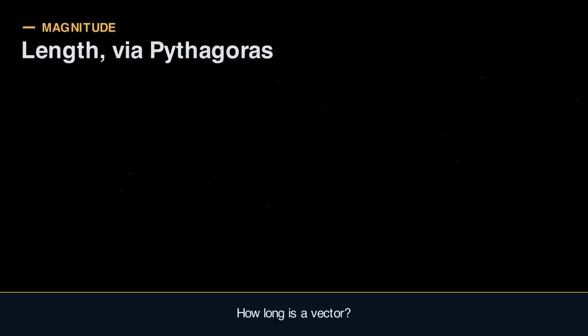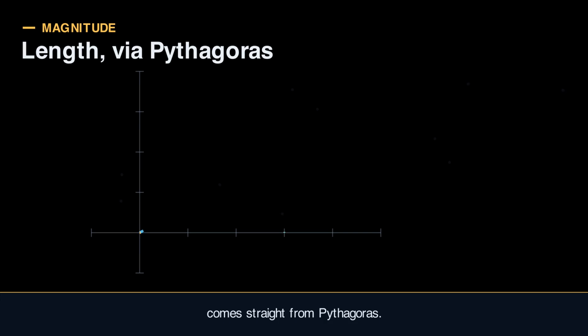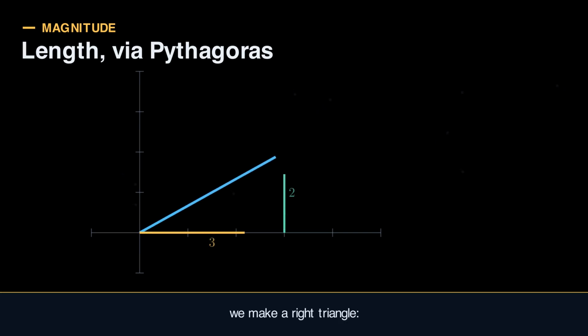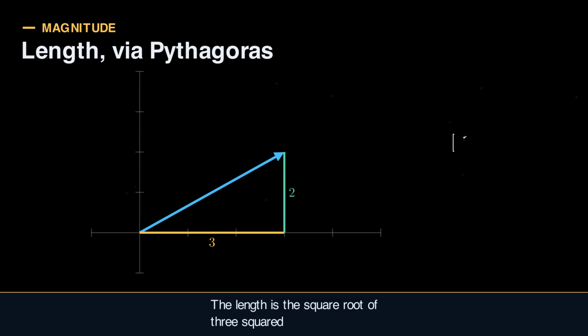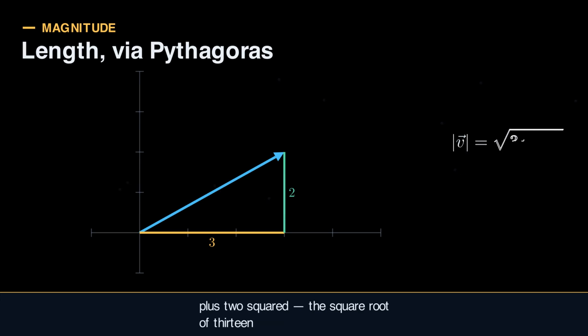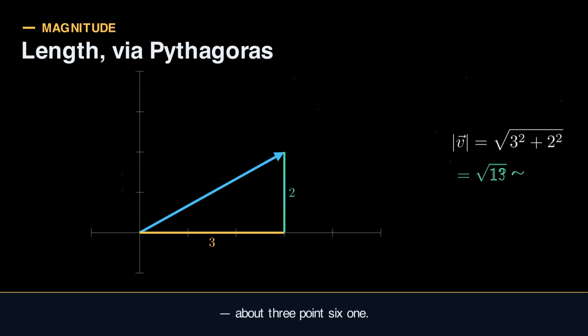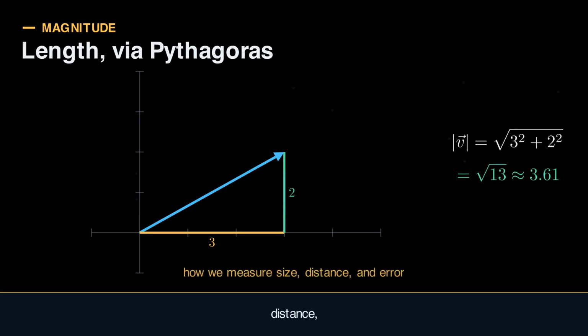How long is a vector? Its length, or magnitude, comes straight from Pythagoras. For the vector (3, 2), we make a right triangle, 3 across, 2 up. The length is the square root of 3 squared plus 2 squared, the square root of 13, about 3.61. Magnitude will be how we measure size, distance, and error throughout machine learning.